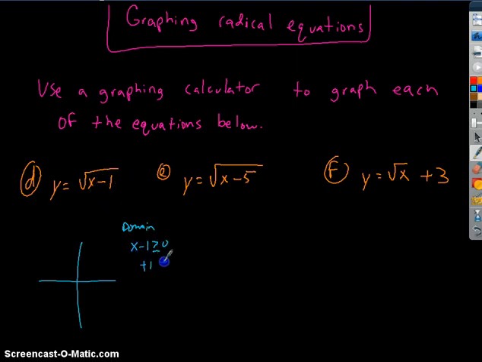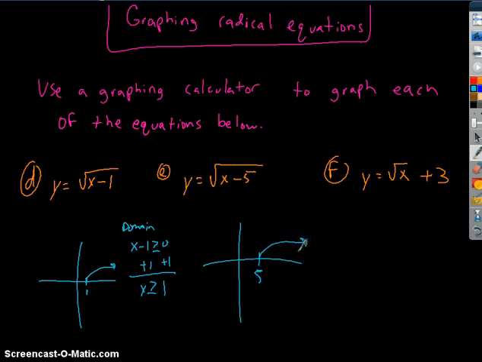And what you should get is x has to be greater than or equal to positive 1. So I know my graph starts here and goes outward. And this is at 1. In my next one, where it says x minus 5, you may already know the domain. x has to be bigger than 5. So I start here at 5 and it goes outward. And in this case, we'll look at the graph of this one.